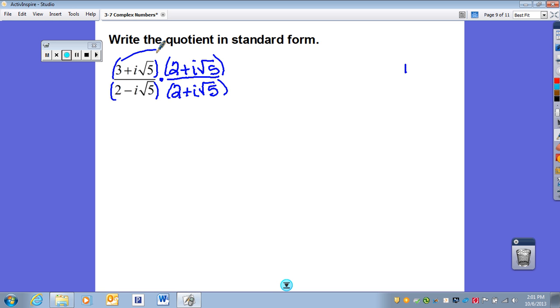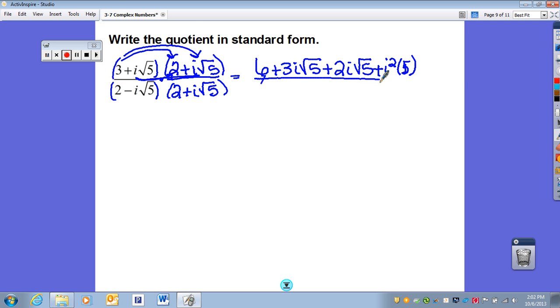So we're going to take 3 times 2, which is 6, and 3 times i square root of 5, that's going to be 3i square root of 5. Then we take i square root of 5 times 2, so that's going to be 2i square root of 5. And then we're going to multiply i square root of 5 times i square root of 5. So that's going to be i squared, and then the square root of 5 times the square root of 5 is 5. Now let's take a look at the denominator. So we're going to multiply 2 times 2, which is 4.